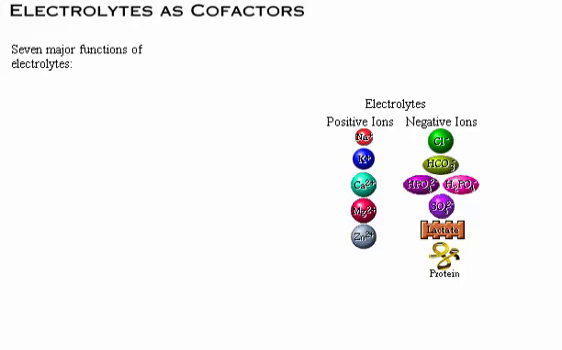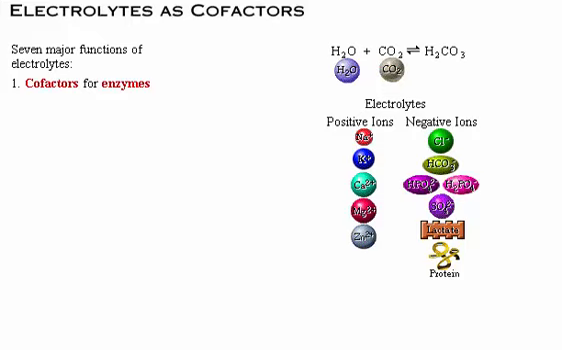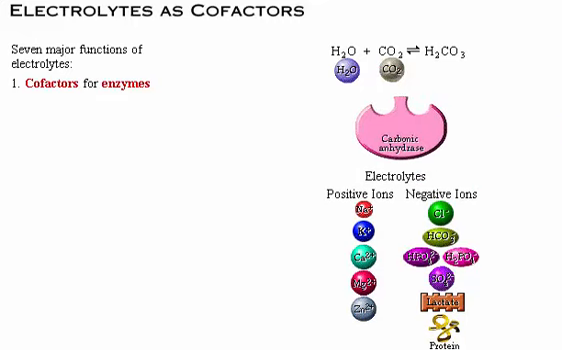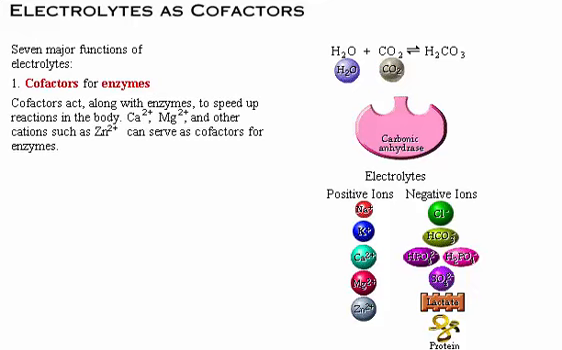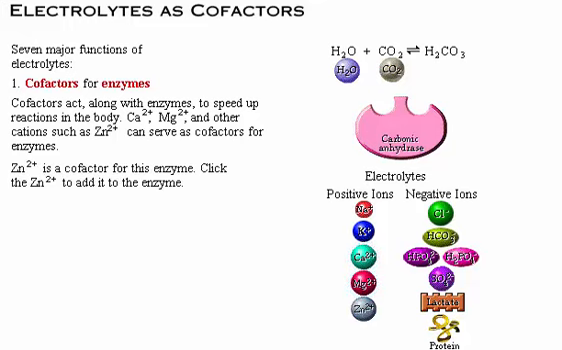Electrolytes serve as cofactors for enzymes. A very important reaction in the body occurs when carbon dioxide and water form carbonic acid. We can speed up this reaction with the enzyme carbonic anhydrase. Cofactors are non-protein substances that act, along with enzymes, to speed up reactions in the body. Calcium, magnesium, and other cations, such as zinc, can serve as cofactors for enzymes. Zinc is a cofactor for this enzyme. Click the zinc to add it to the enzyme.